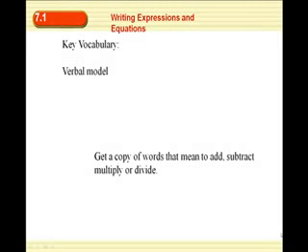All right, 7th graders, this is chapter 7, 7.1, writing expressions and equations. So if you guys would open up your books to page 337. Let me see if I can find my pen here.